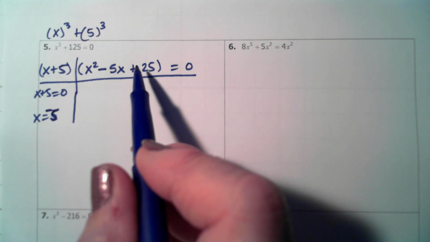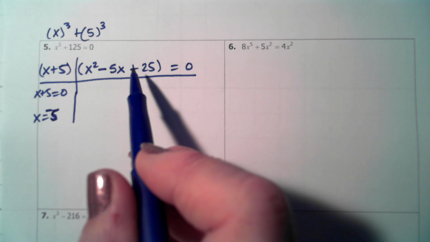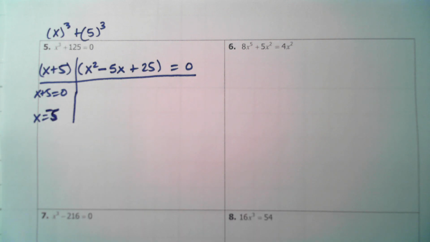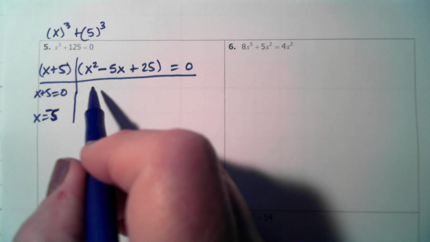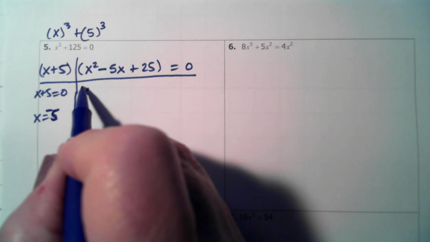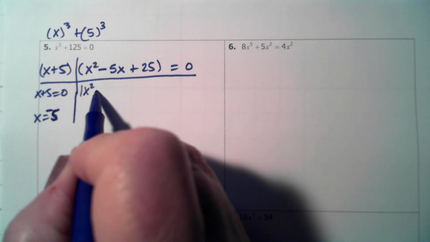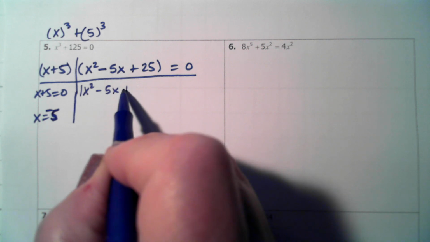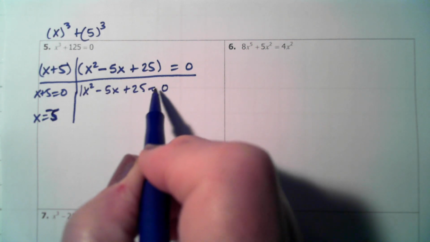This one here is not factorable. When it's not factorable, we could get all tricky and do completing the square or something of that nature, but I'm not going to do that. The thing that I like to go to is my quadratic formula. And so I've got 1x squared minus 5x plus 25 equals 0.